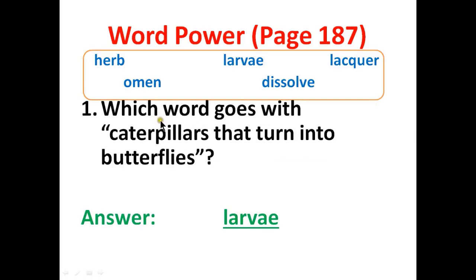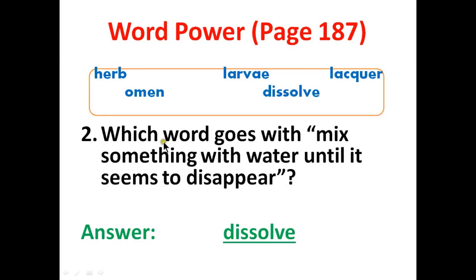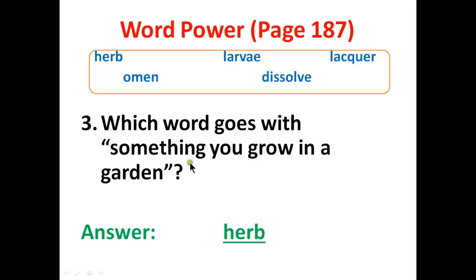Here, our question is, which word goes with caterpillars that turn into butterflies? Of course, the answer will be larvae. Page number 187. This is our first question from the exercise of word power. Number 2. Which word goes with mix something with water until it seems to disappear? And the answer is dissolve. Number 3. Which word goes with something you grow in a garden? Of course, the answer will be herb.